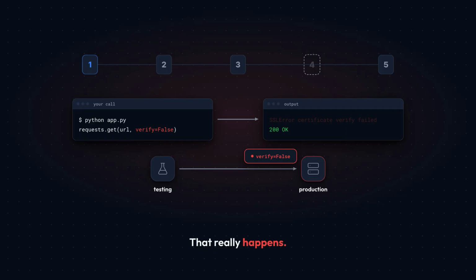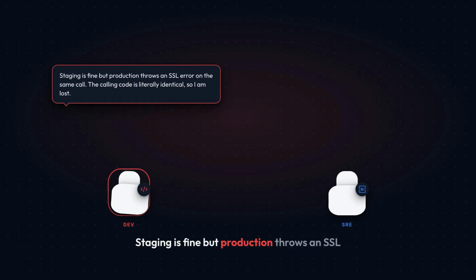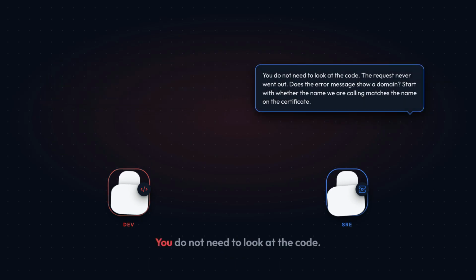That really happens. Here's how that judgment actually sounds on a team. One Slack thread, right after a deploy. Staging is fine, but production throws an SSL error on the same call. The calling code is literally identical, so I am lost. You do not need to look at the code. The request never went out. Does the error message show a domain? Start with whether the name we are calling matches the name on the certificate.